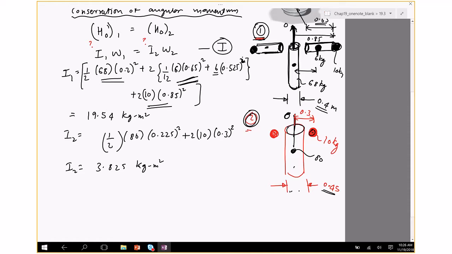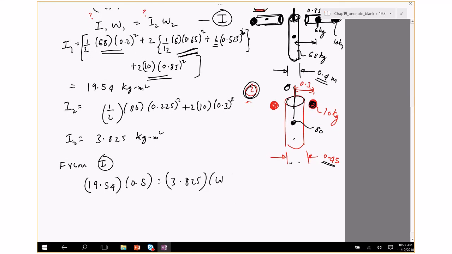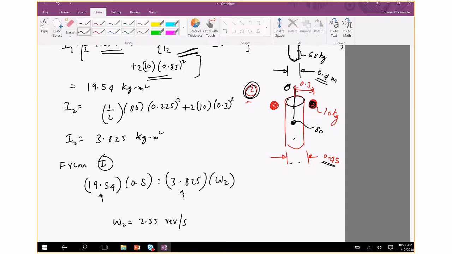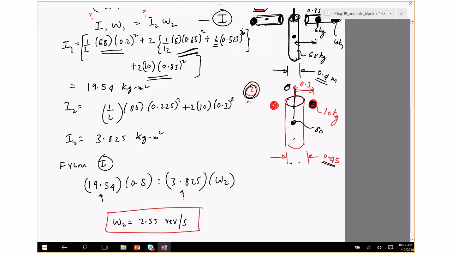Now we are all set to use the equation we called 1 in Roman. From 1, you can write 19.54 times the initial speed, which is given as 0.5 revolutions per second. If you want, you can convert to radians per second, but really there's no point because I can keep the answer in revolutions per second, equals 3.825 times omega 2. What you notice is that the initial inertia is about 19 and the final inertia is about 4, so the inertia has decreased by a factor of 5, and there will be a corresponding increase in the speed. If you solve for omega 2, you get 2.55 revolutions per second.